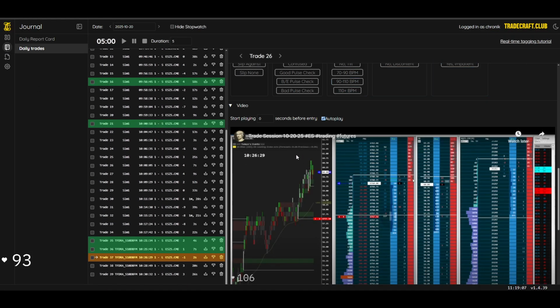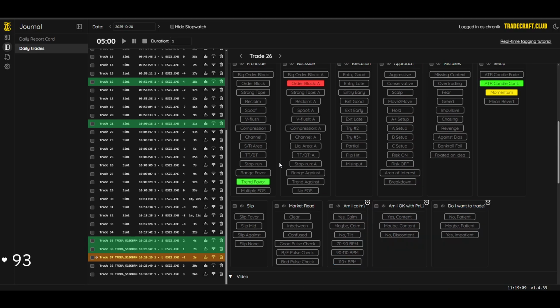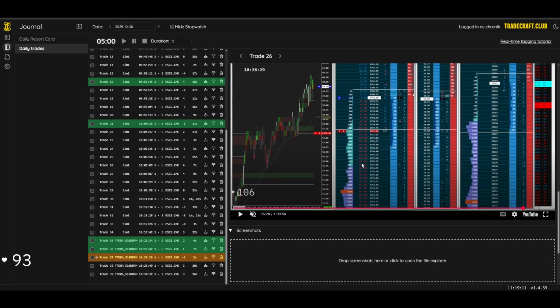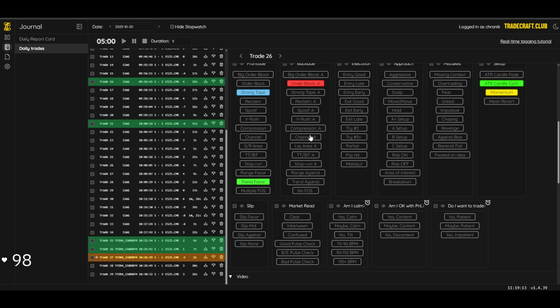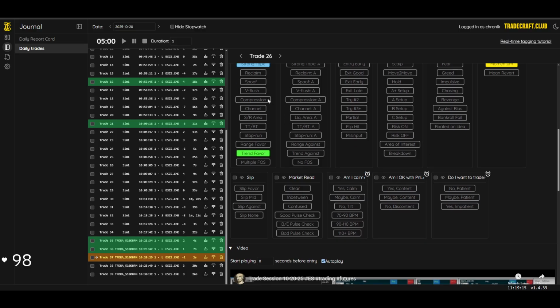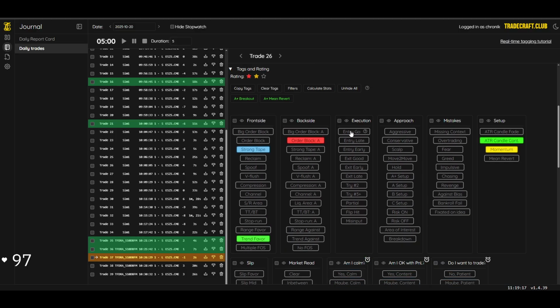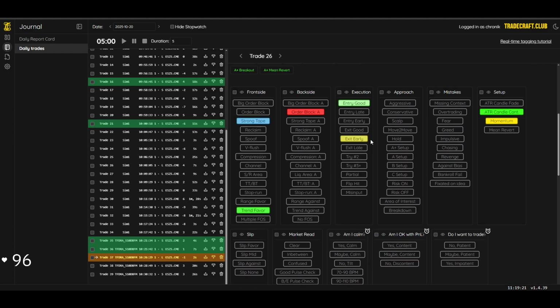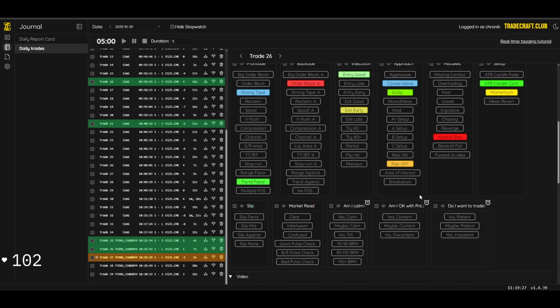So I want another tag here for strong tape, and we definitely had strong tape in our favor. Nothing against us. So those will be the two tags. Entry good, exit early. Could have held this one a little longer. This is a pretty aggressive scalp and a risk off, technically against my bias.